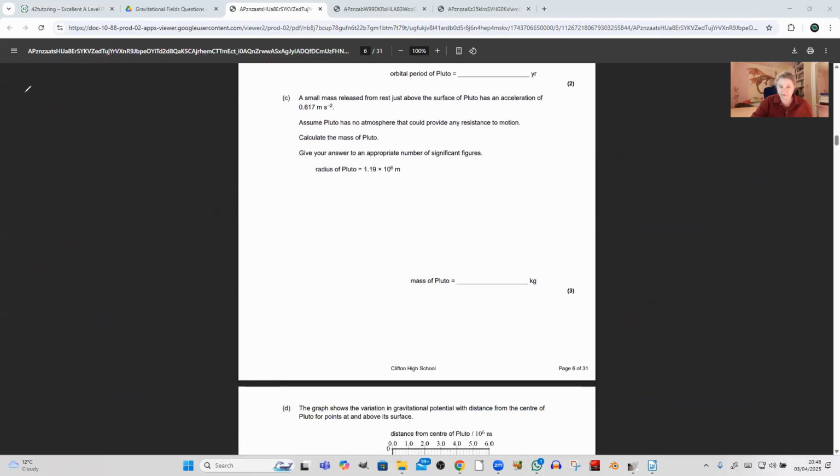Okay, we've got a small mass. It's released from just above the surface of Pluto. It has an acceleration of that. Assume Pluto has no atmosphere. It says calculate the mass of Pluto. Okay, so, well, we've got W is equal to mg, isn't it?